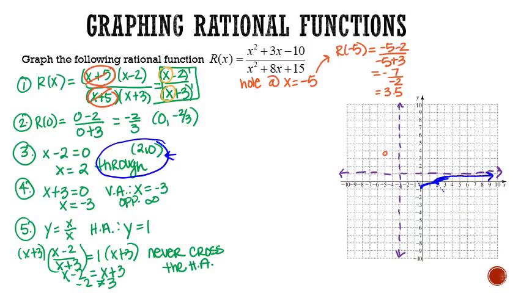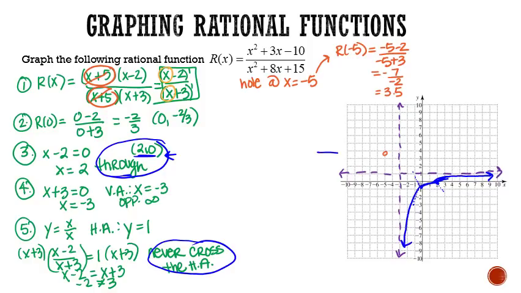Now I need to figure out, is the graph going to go up towards positive infinity or down towards negative infinity? If I go up, I'm going to cross the x-axis again and the horizontal asymptote. I don't cross the horizontal asymptote, and I only have this one x-intercept. So that forces this to have to go down here.